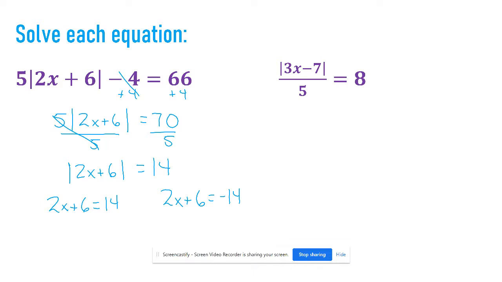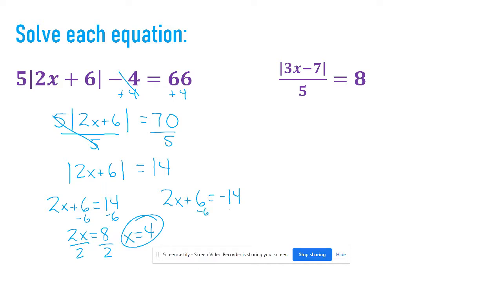So the first equation, we'll subtract 6, and then we'll divide by the 2, and we will get x equals 4. So if x is equal to 4, when you plug it in there, the absolute value ends up equaling 14. And when you multiply it and subtract the 4, you get 66. So that's one correct answer, x equals 4. Let's solve this other equation.